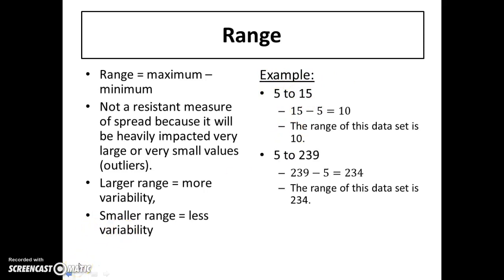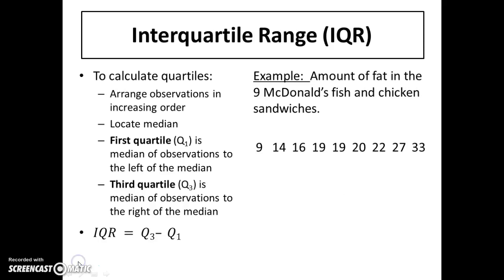Now, if we made that 15 a 239 instead, some really big value, the range gets much bigger. The range becomes 234. So because the range is heavily impacted by very large or very small values, we'd say the range is not a resistant measure of spread. Okay, so the larger the range, the more variability in the data set, right? And the smaller the range, the less variability in the data set.